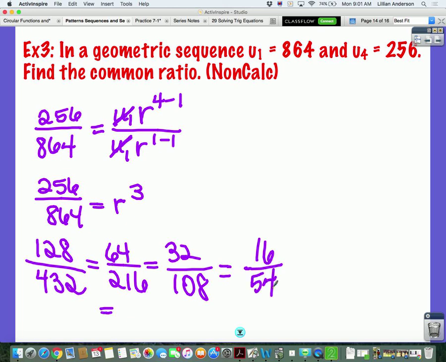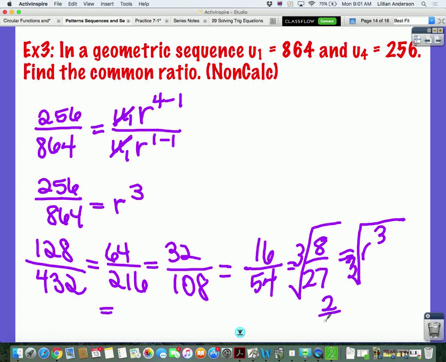Can we keep going? Sure can. What about here? 8 over 27. Can I reduce any more from here? So that equals r to the third. So then from here we can take the cube root. So now the numbers are a little bit smaller and these should be perfect cubes that we know of, right? What's the cube root of 8? And what's the cube root of 27? So our common ratio is 2/3.